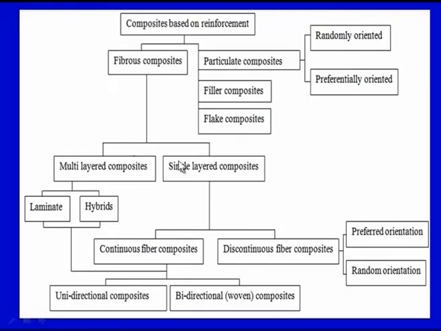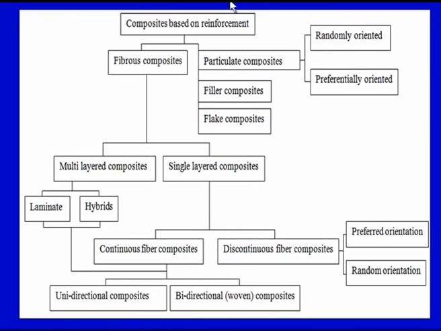On the basis of the shape of the reinforcement also, we have different types of composites. Composites based on reinforcement can broadly be classified into fibrous composites or particulate composites. As we have seen in a previous lecture, the reinforcement can be further classified on the basis of its shape. The fibers can go into the matrix in a continuous form. So, we can have continuous fibrous reinforcement, randomly oriented or short fibers, whiskers, and particulates.